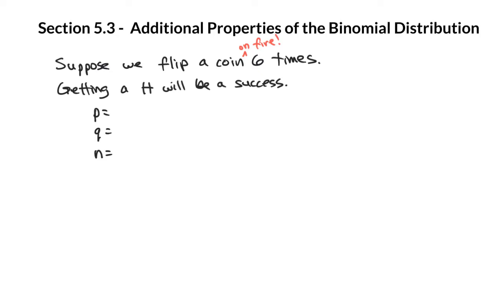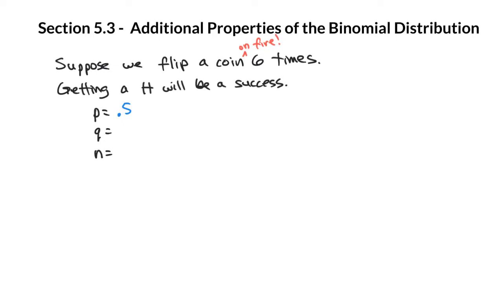If you remember, success just means you get the thing that you were looking for. So the coin landing heads will be a success. We've got P, Q, and N. P is the probability of success. This is a fair coin, not an unfair coin. It's going to land on heads 50% of the time and tails 50% of the time. So the probability of success is 0.5, or 1/2. It's 50-50. Q is the probability of failure.